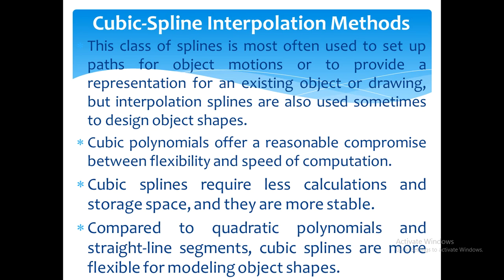Quadratic curves and other higher order curves or higher order shapes, if you take, those are very complex, and they may not give accurate approximations for motions or represent existing objects. That's why you prefer cubic spline, cubic type of curves. Cubic polynomials offer a reasonable compromise between flexibility and speed of computation. As I told, if you go for higher order, then the computation is very high.